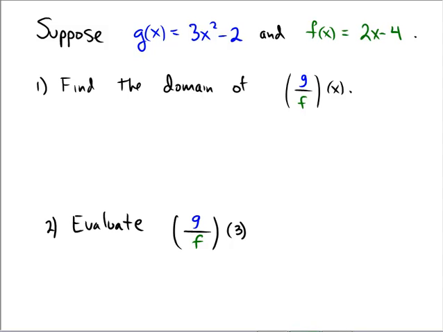Assuming you took a moment out here to try it out, let's first find the domain. Recall, to find the domain, we take the denominator, in this case 2x minus 4, because it's the f function, and we ask when does this equal 0. By adding 4 to both sides, we get 2x equals 4. Dividing by 2 gives me x equals 2, and therefore the domain would simply be all x's that are not equal to 2. The domain is everything but 2.